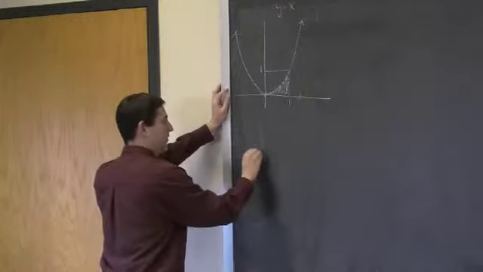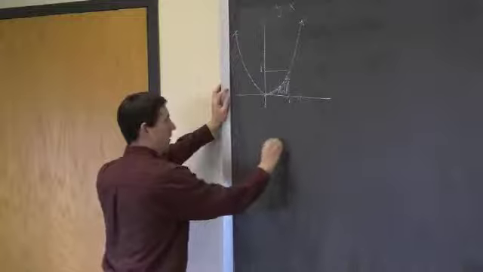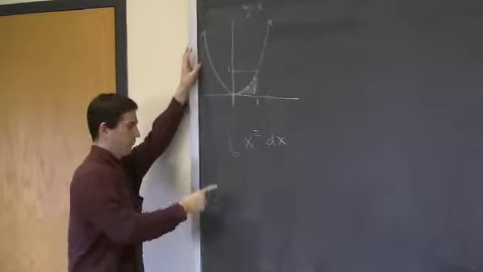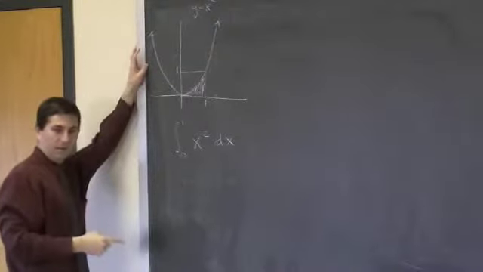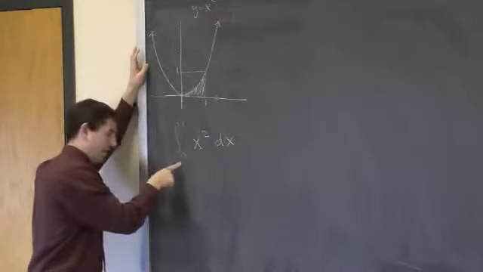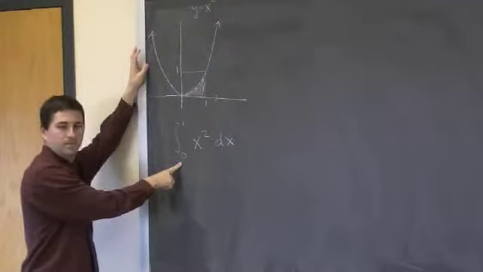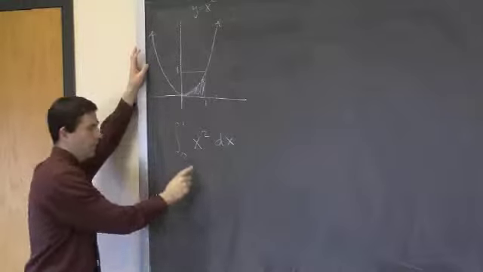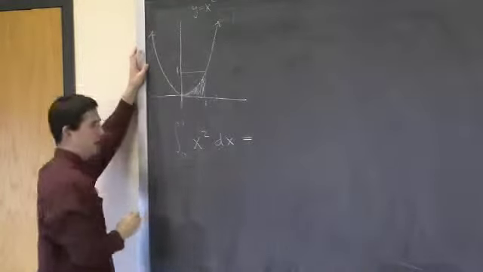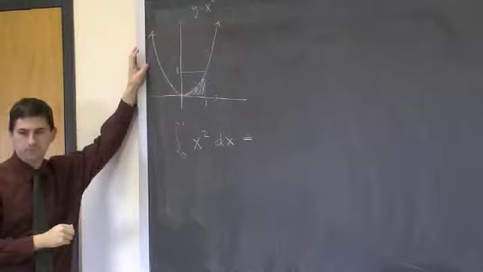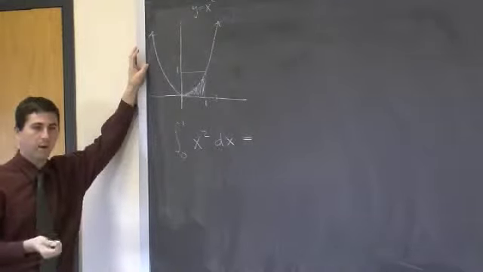So the area under this curve between 0 and 1 is represented this way, and it's simply an antiderivative for x squared at 1 minus an antiderivative for x squared at 0. So what is an antiderivative for x squared? X cubed over 3, right? 1/3 x cubed.